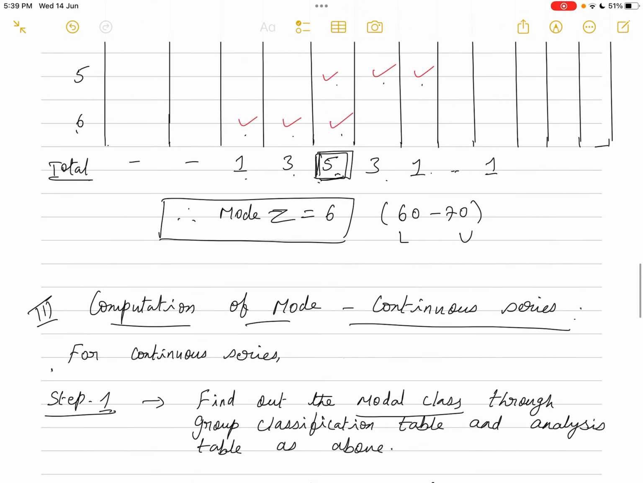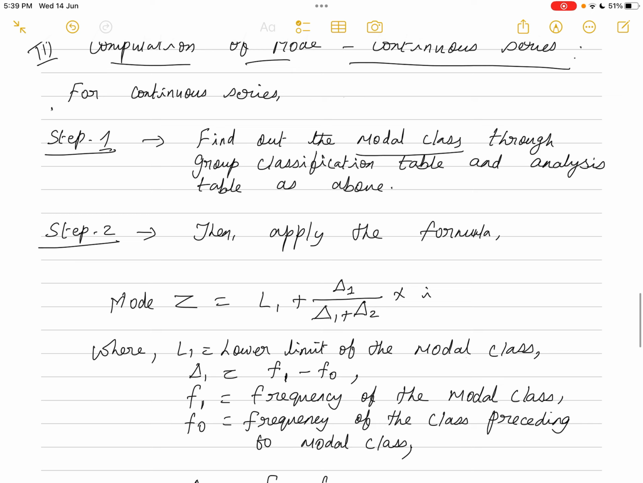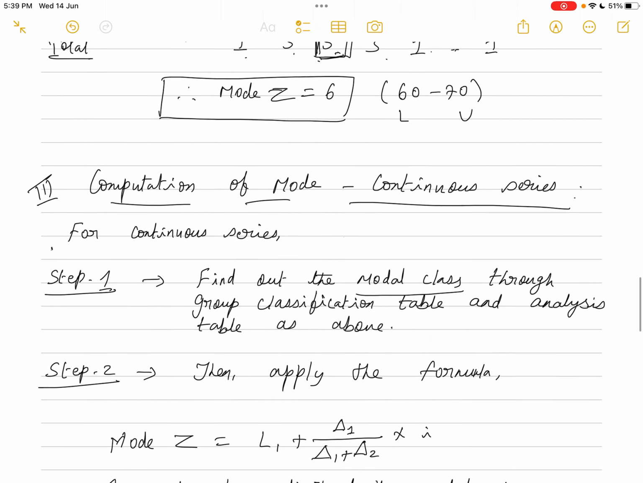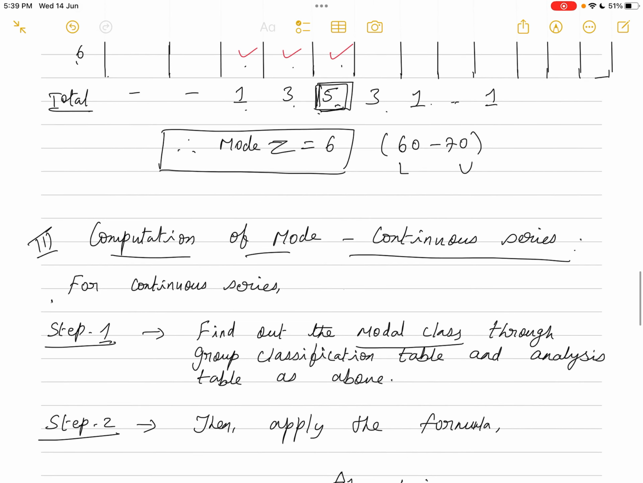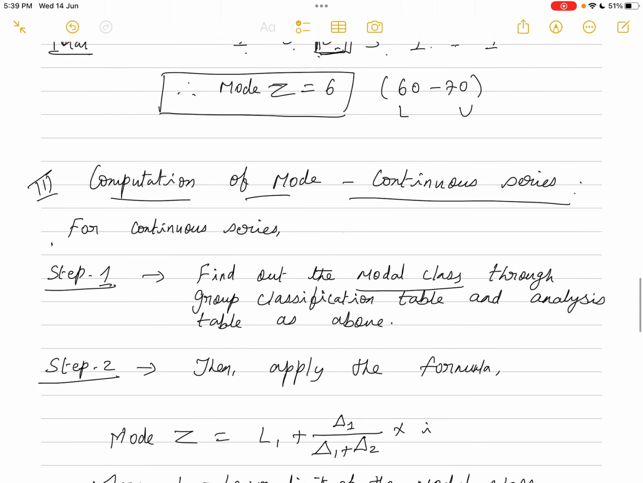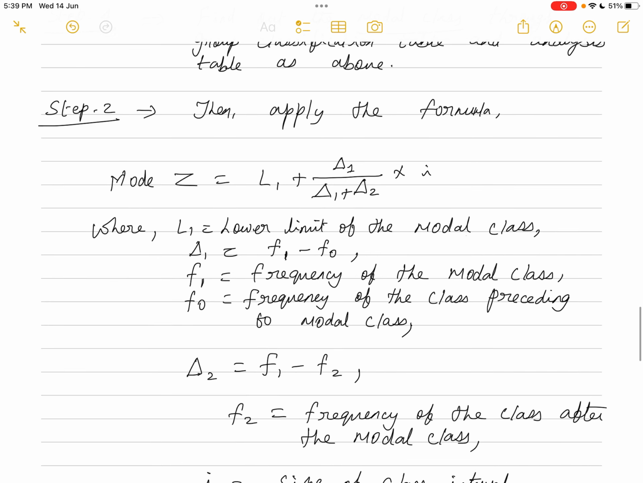After that, what you have to do? Step 1, find out the modal class through the group classification table and the analysis table as above. Assuming that we have found out the modal class for some question and the modal class happens to be 60 to 70, now after that you have to apply this formula. Mode Z is equal to L1 plus delta 1 divided by delta 1 plus delta 2, into I, that is the class interval.